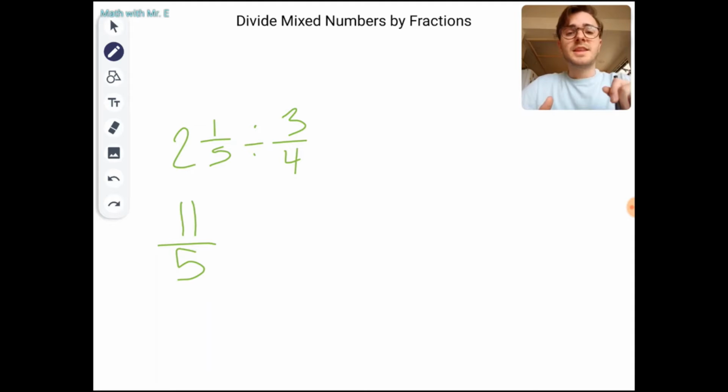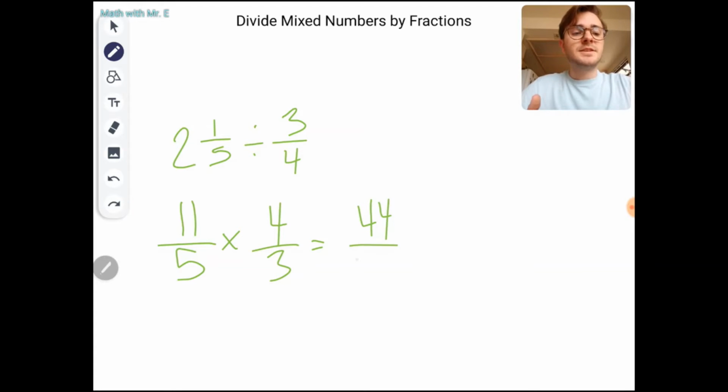Now that we've got that, we can do the rest the same as we always do. We're going to take 3/4 and change that to its reciprocal, which is 4/3, and we are going to change our division sign to a multiplication sign. We'll see if we can simplify anything, but in this case we actually cannot simplify anything. 11, 3, and 5 are all prime numbers, and 4 does not share any factors with 5 or 3. So we'll go ahead and multiply 11 times 4, which is 44, and 5 times 3, which is 15.